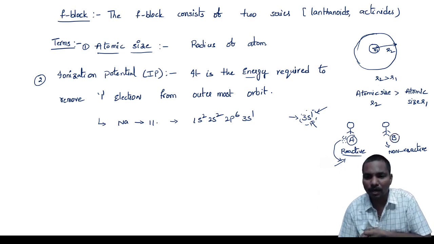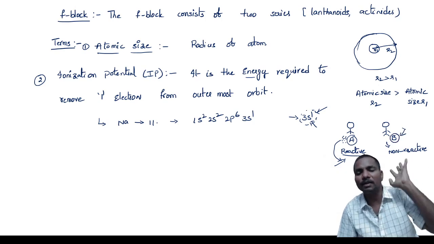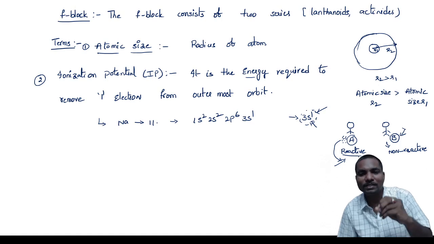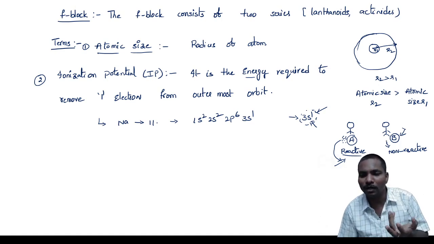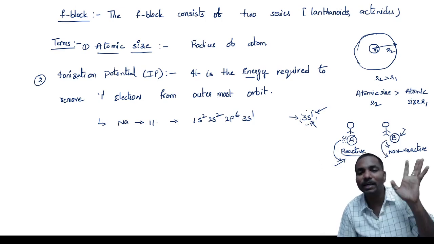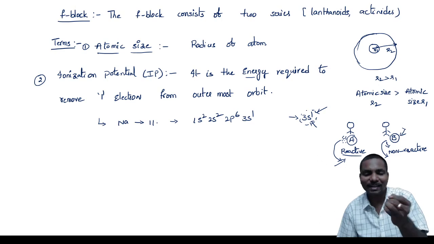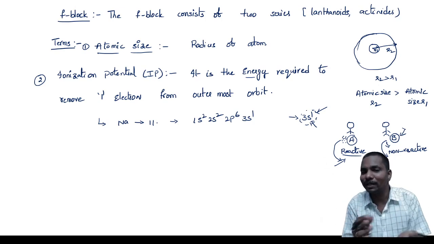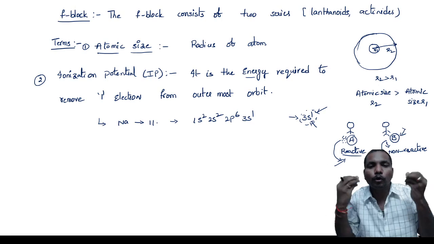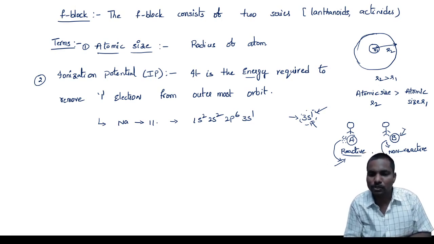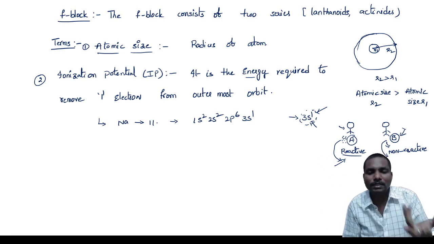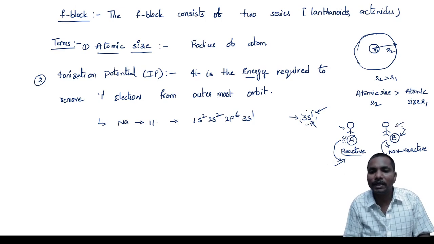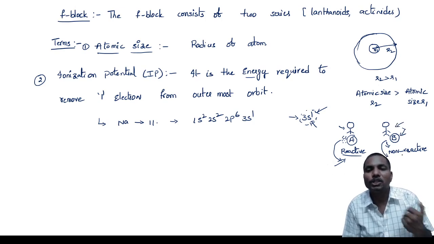But person B is not at all talking with any others. If you want to take one chocolate from him, it is very difficult. If we ask for the chocolate, he may not give. So that is a difficult task, and we have to put in more effort. That means here also, if any element is highly reactive, the ionization potential is very less. Less energy is required. If any element does not participate at all, the ionization potential is more.